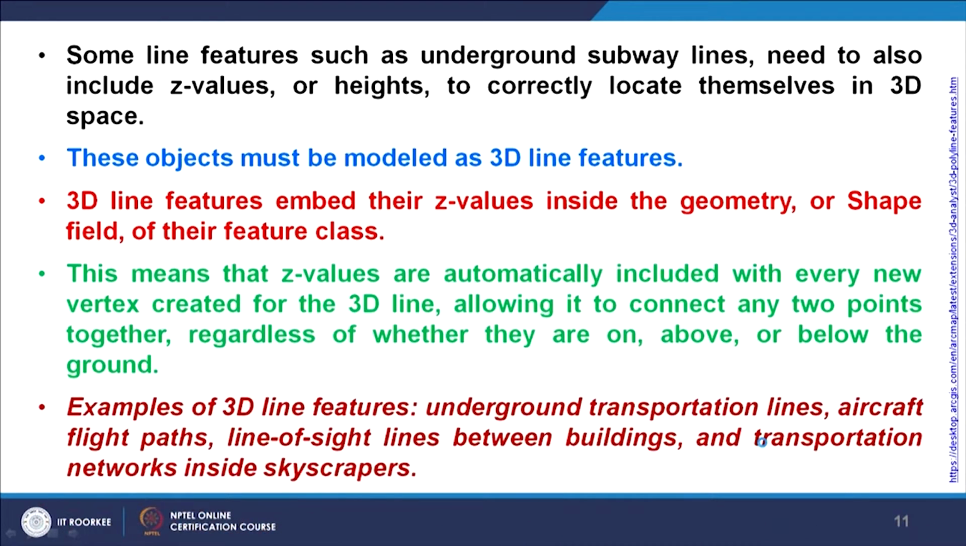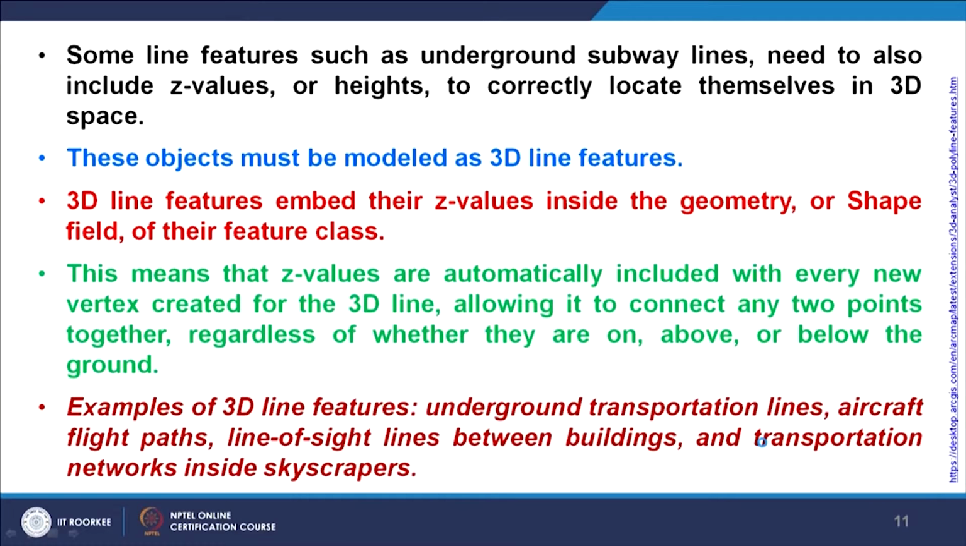Line features, we have discussed a few examples like underground transportation lines. A lot of networks now, power or OFC or telephone line or water supply, gas supply, all these are now underground networks. So for that, GIS is a very appropriate tool to maintain and to know where each network is there at different depth, and of course XY location also. Aircraft flight paths, because aircraft keep moving in altitude, not only X and Y but Z also. So these can also be stored.